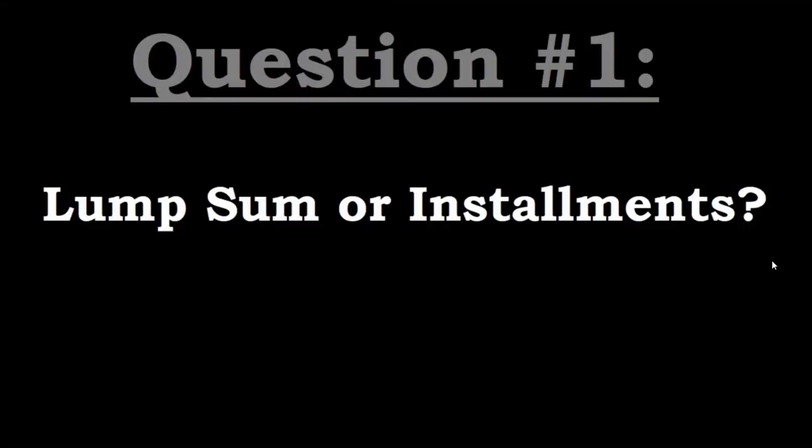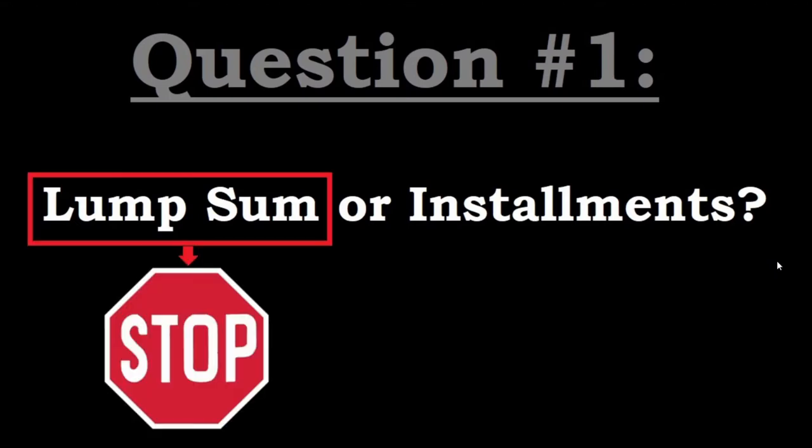But if you do have a handle on that, then it may be helpful to take those questions and visualize them as a flowchart. There are three waves of questions. The first one is, do you want to take a lump sum or installment payments? Some of these answers are going to terminate the flowchart. If you take a lump sum, then you stop the questions right here.